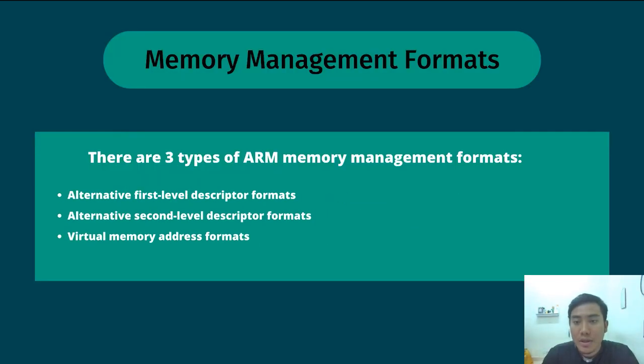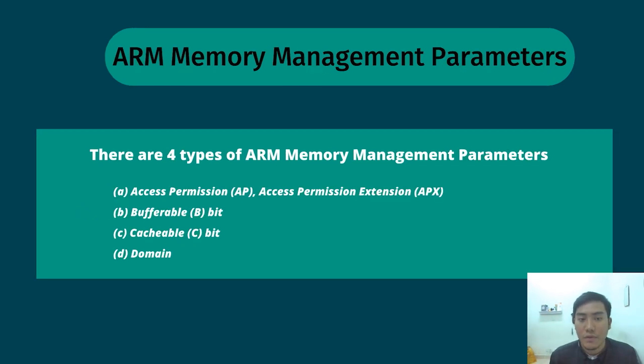Next is memory management formats. There are three types of ARM memory management formats. The first one is alternative first level descriptor formats, next alternative second level descriptor formats, and the last one is virtual memory address formats. There are four types of ARM memory management parameters. Number 1, access permission AP, access permission extension APX. Number 2, bufferable bits. Number 3, cacheable bits. And the last one is domain.